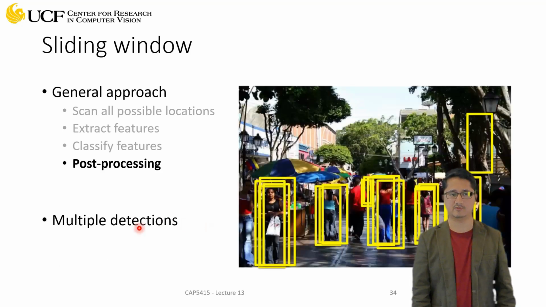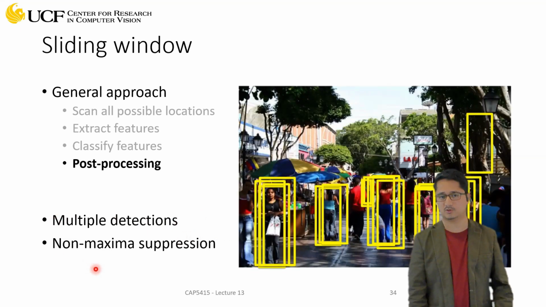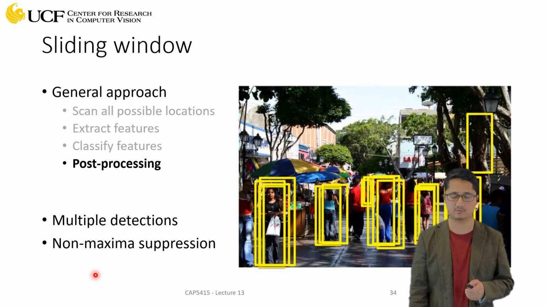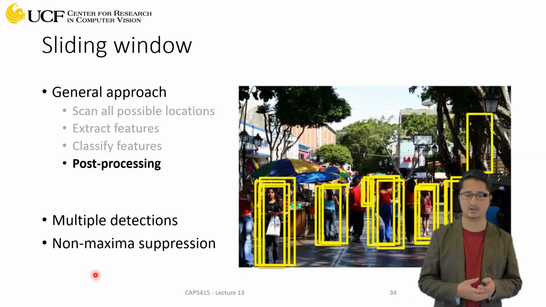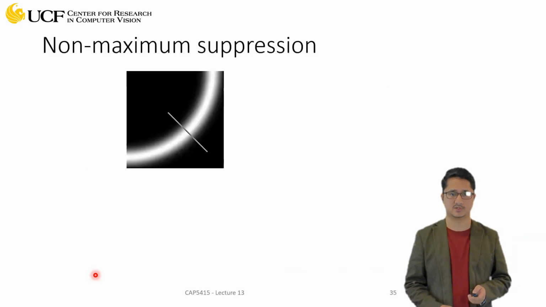So as I said, you have multiple detections, and that's not good. So we use non-maximum suppression, and we have seen this algorithm before. If you remember, your edge detection algorithms, that's exactly what we were doing there. So the high-level concept of the algorithm is not going to change. Okay, it will remain the same. It's just a different kind of application.